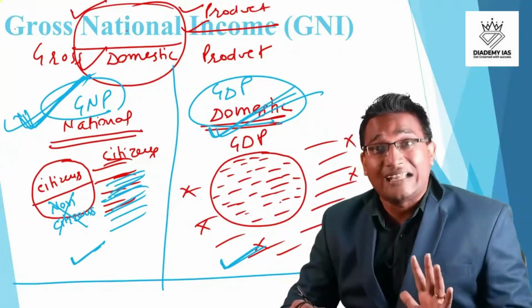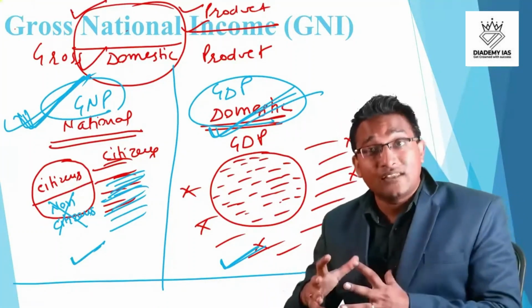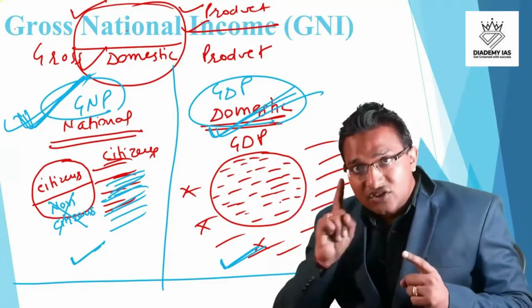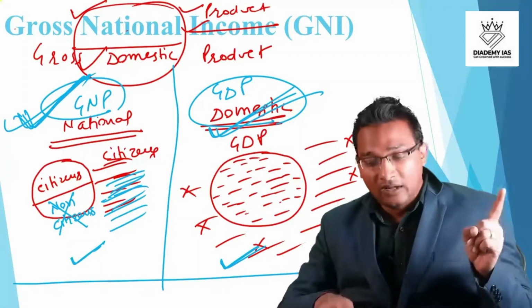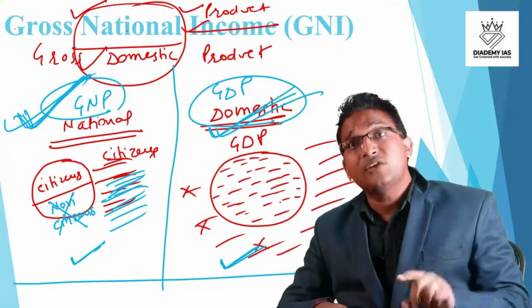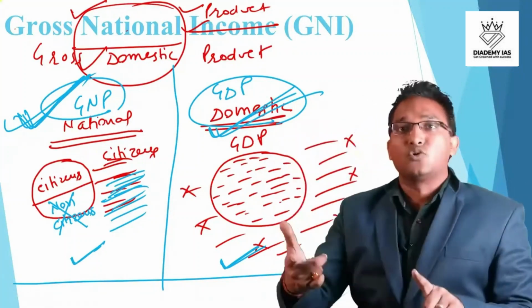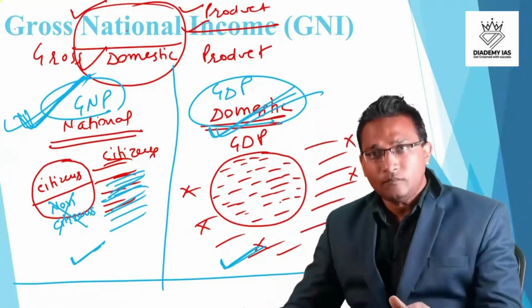You have to very clearly understand this thing. Right? So this difference might look like the geographical difference, but this is actually the difference of the method. In the GDP, we are focusing upon the production within the country. In the GNP, we are focusing upon the income of the citizens of the country, whether inside India or outside India. This is the key difference, right?